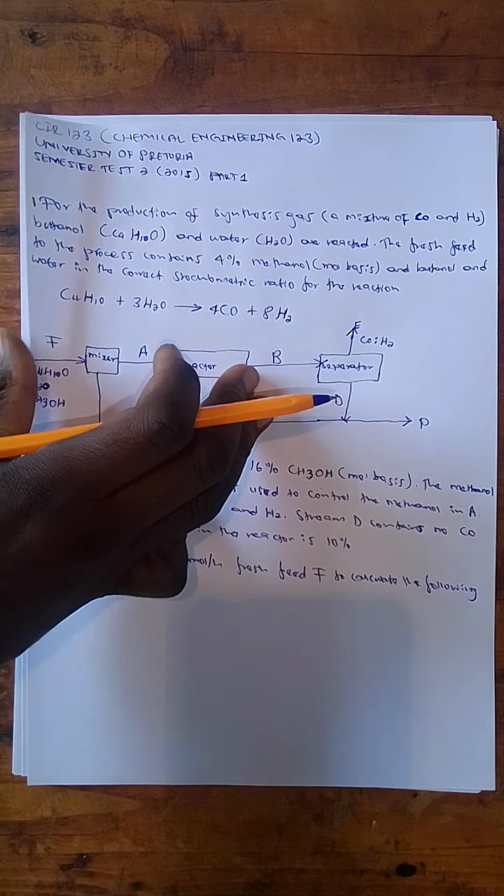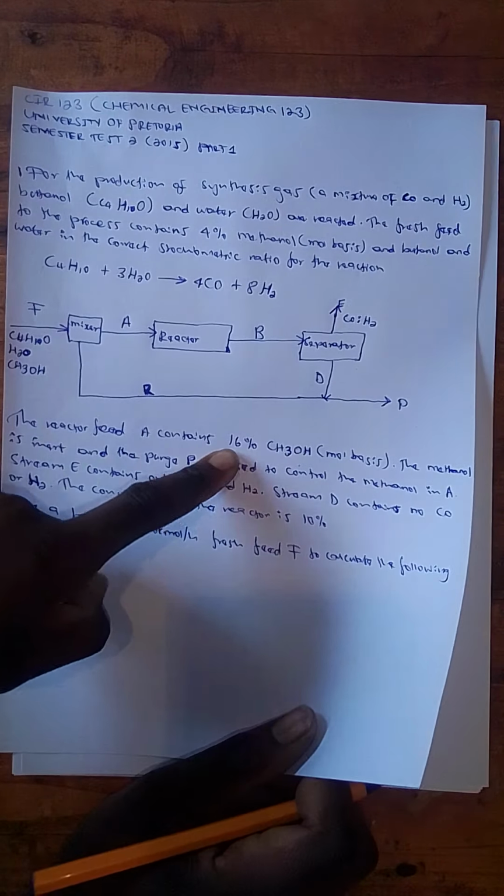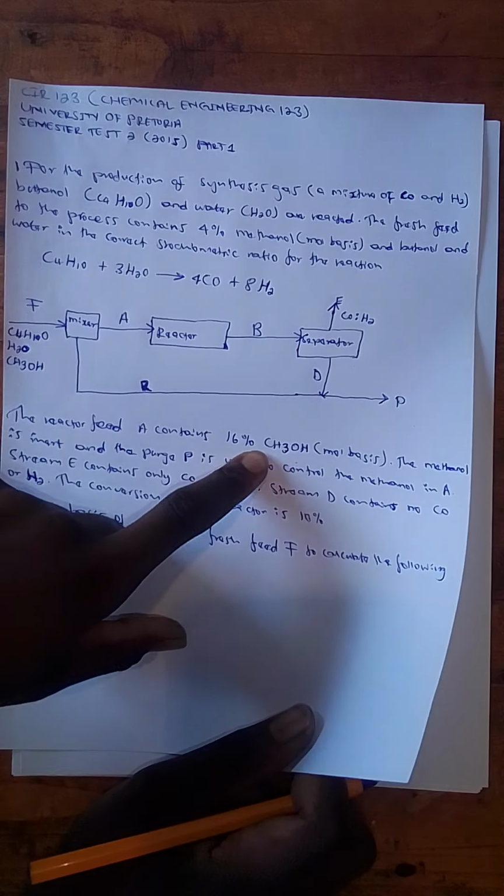So now going to the question, this one is a little bit longer, but I tried to make it a little bit more understandable. So let's start in stream A. Let me say in stream A, this is stream A here, right? In stream A, we are told that methanol, CH3OH, is equal to 16%, right? So the methanol here is 16%. It's the information that we are given, that the reactor feed A contains 16% methanol.